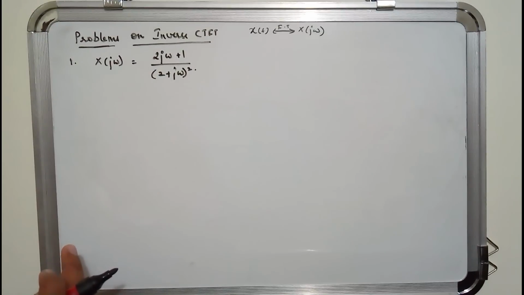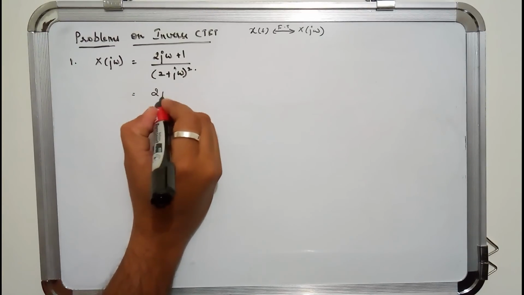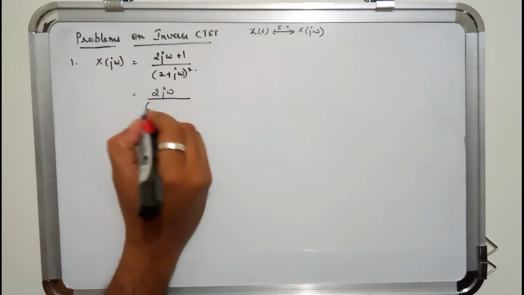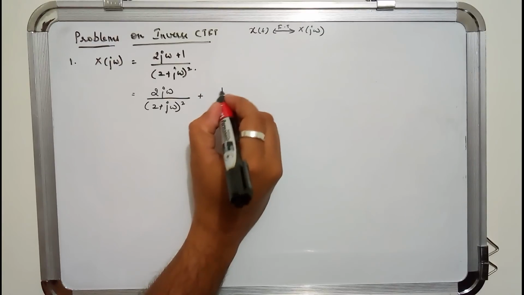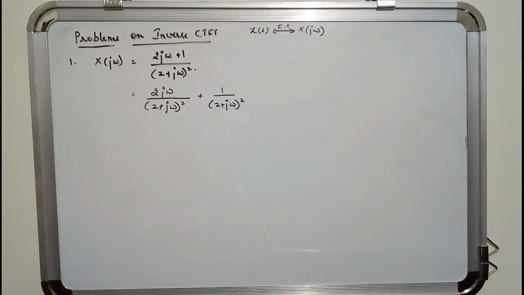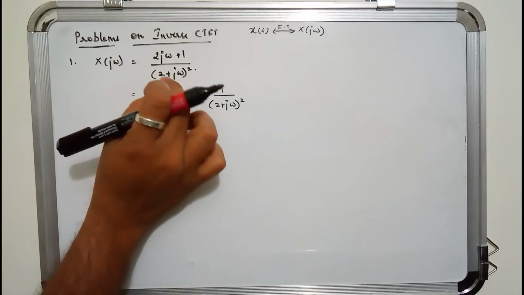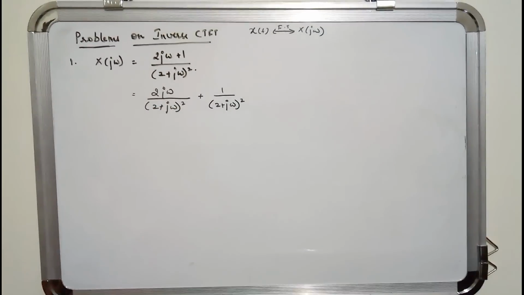divided by 2 plus j omega whole square. Now, if I do the individual division, I will be getting 2j omega divided by 2 plus j omega whole square plus 1 by 2 plus j omega whole square. That means I have divided the numerator individually by the denominator value.